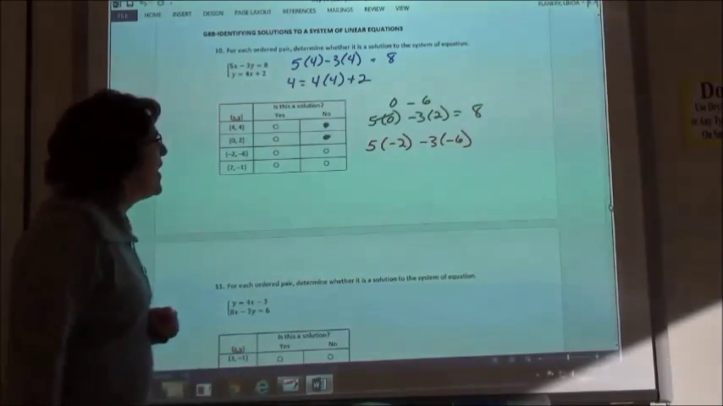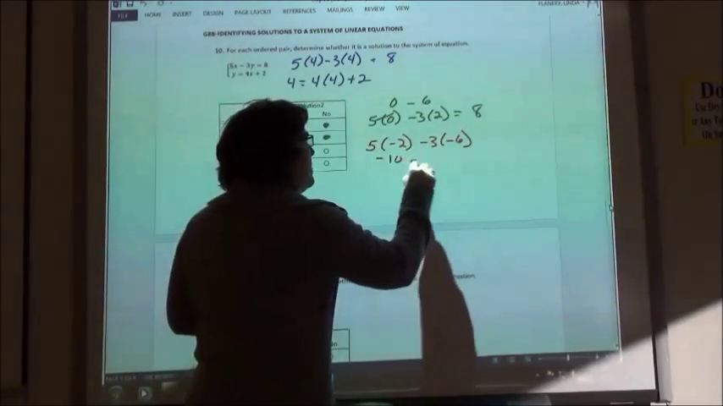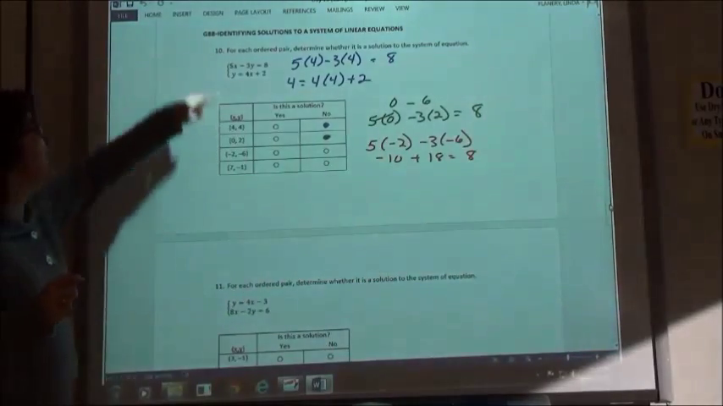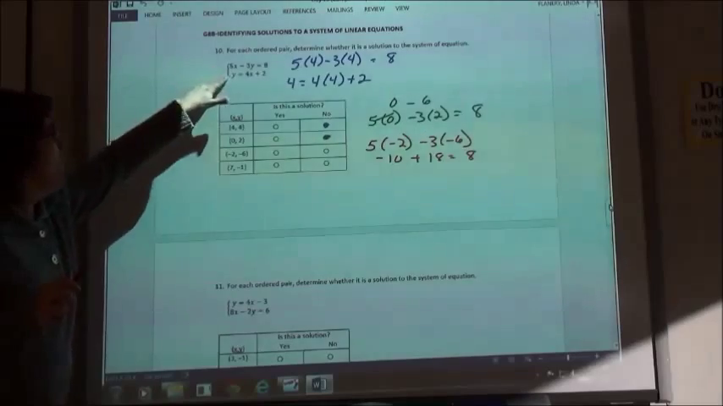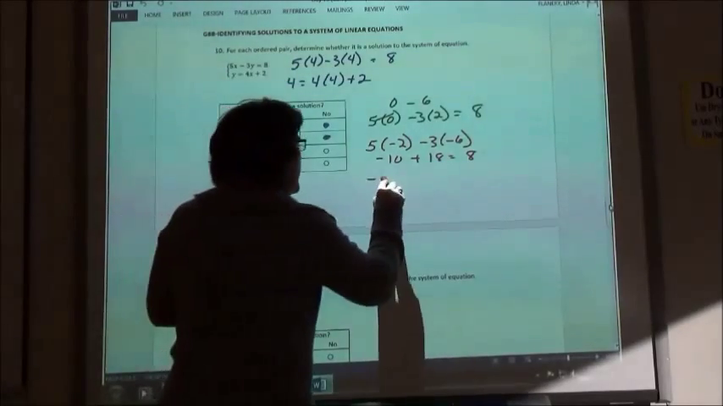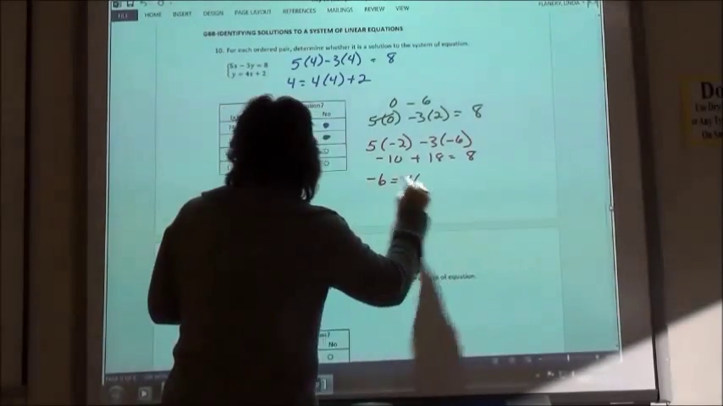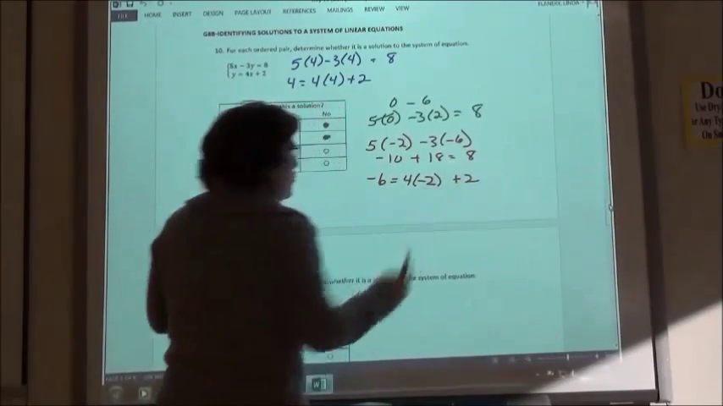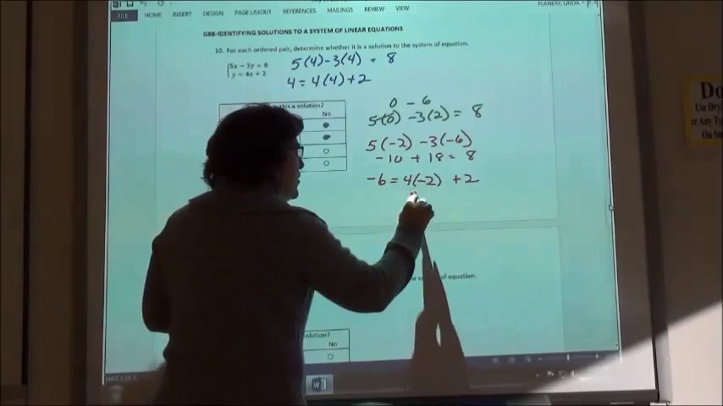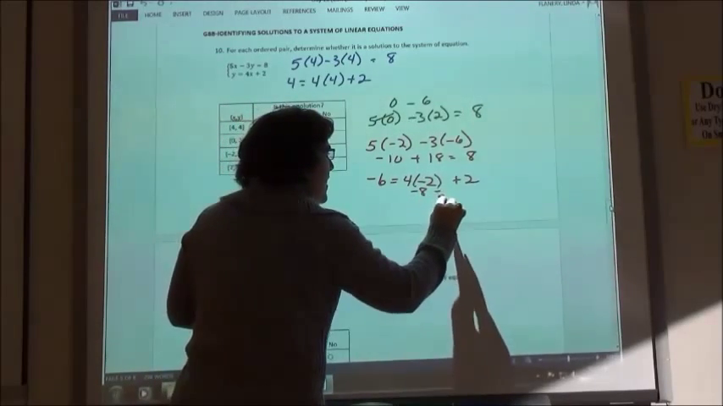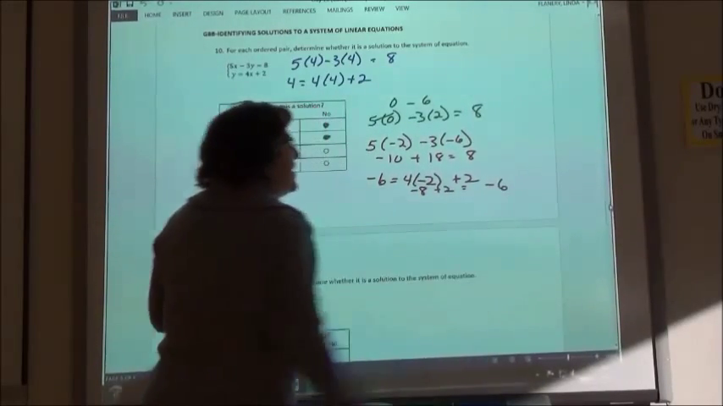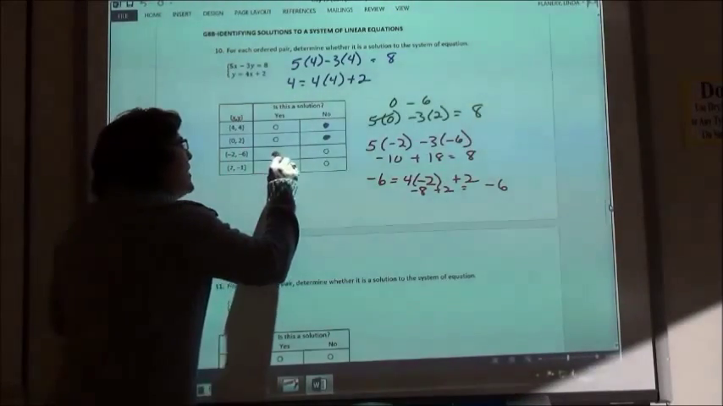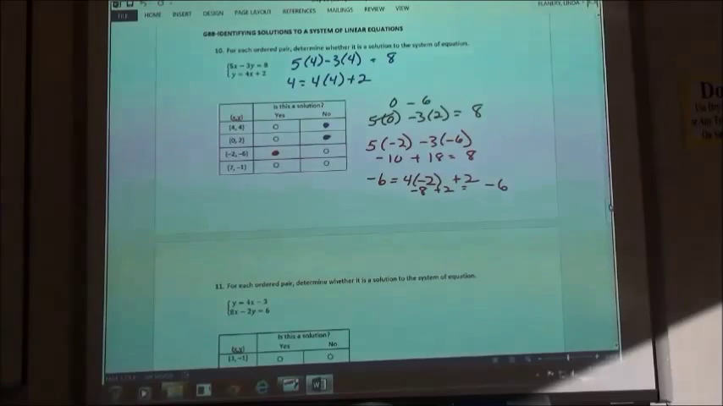Does that equal 8? Negative 10 plus 18. Yep, that one equals 8. So then I've got to check it in the bottom one. So the y value is negative 6. Does that equal 4 times the x value of negative 2 plus 2? 4 times negative 2 is negative 8. Negative 8 plus 2, sure enough, is negative 6. And that one worked in both the first and the second equation. So I get to put a yes on that one.